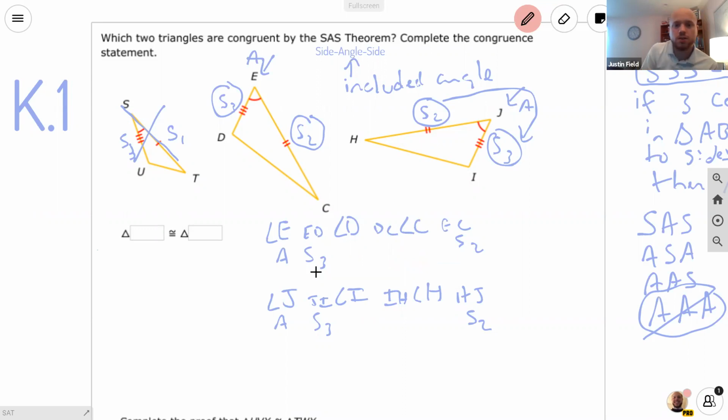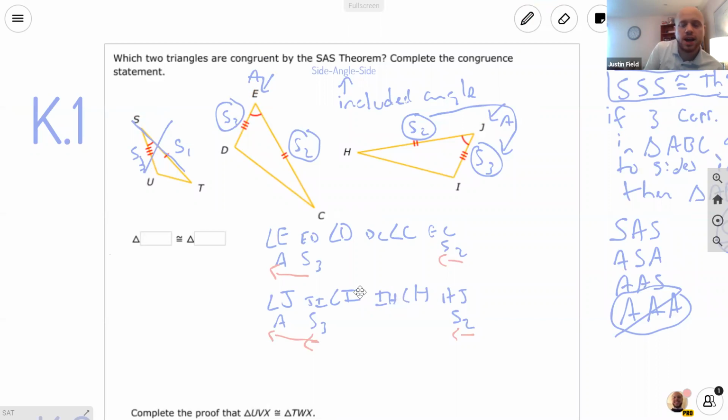So if we go this way, it's like Pac-Man, you go off the screen and you go to the other side. It's side, angle, side. Yes, so you can't go this way. You have to go in the direction of not skipping anything. All right, so hopefully that helps. But if it doesn't, just ask your questions.